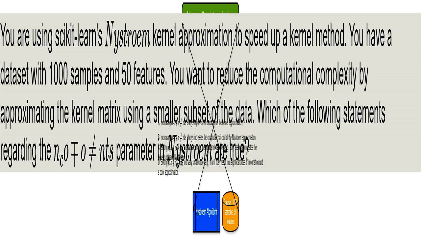While generally true, increasing n_components doesn't always mean better accuracy. There's a point where adding more components provides only a tiny improvement but costs you a lot more in computation time. It's a trade-off, right?